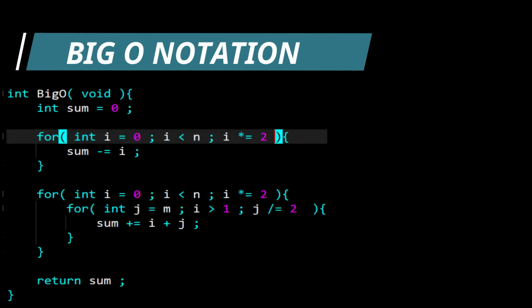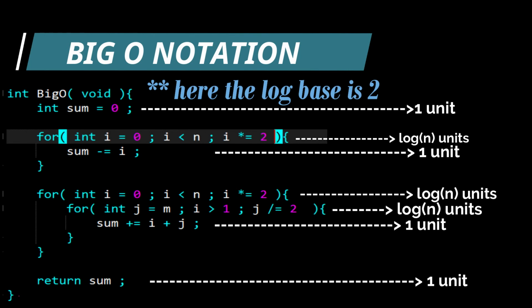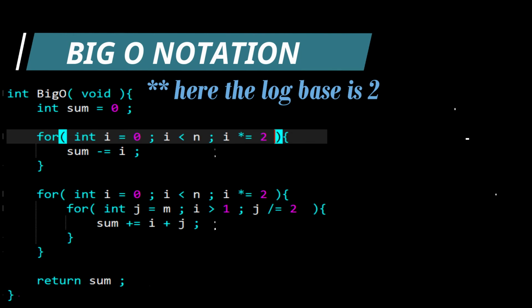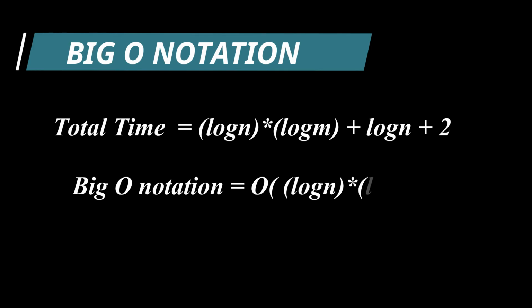Now the time for the last example, then we will talk about the time limit exceeded error. In this example we can see again there is a nested loop, but this time their time complexity is log n of base 2. This is because in these loops the value of the iterator is either increasing or decreasing exponentially. Now let's build the total time equation for this example. You can see that the max term of the equation is log of n multiplied by log of m. So, finally our Big O notation will be log of n multiplied by log of m.